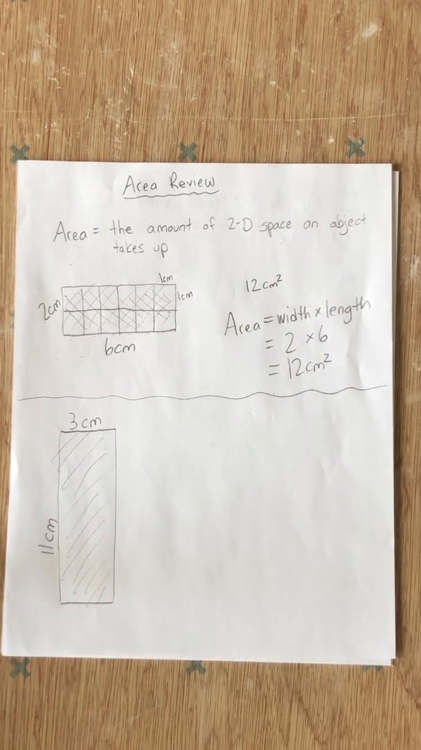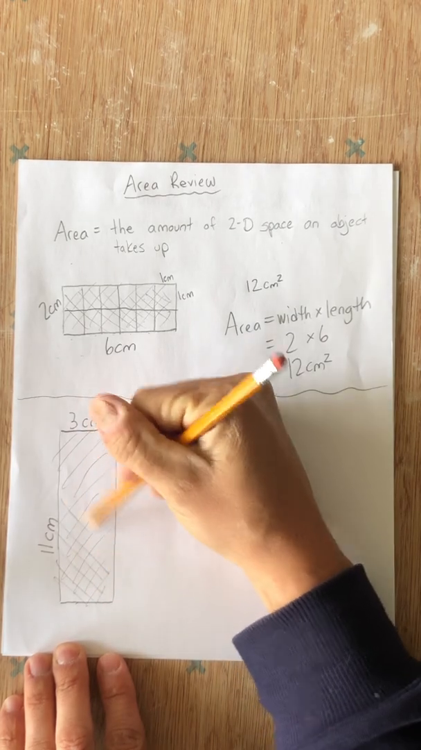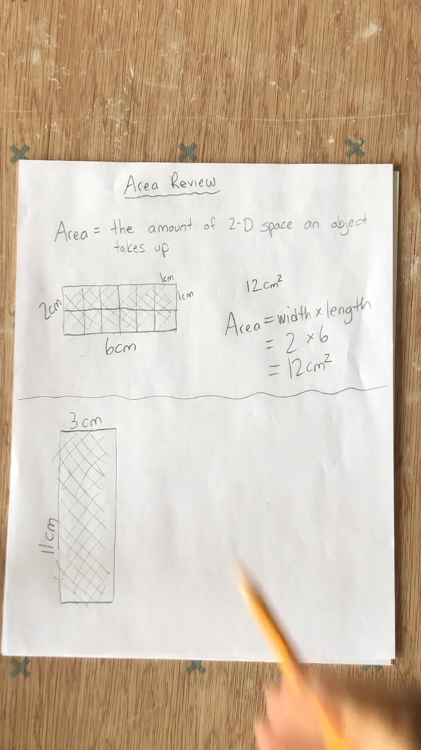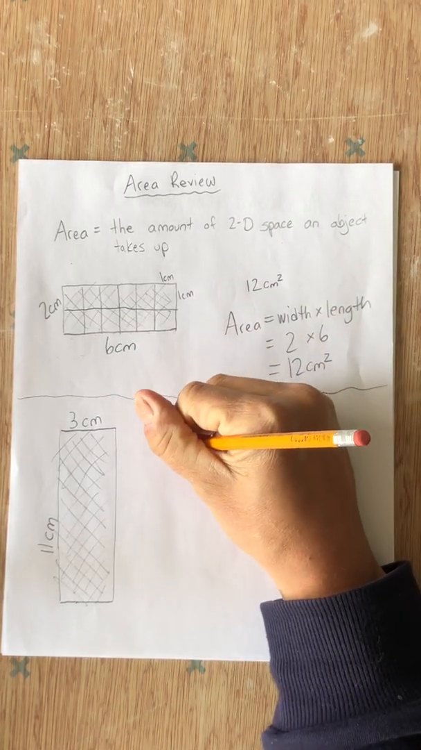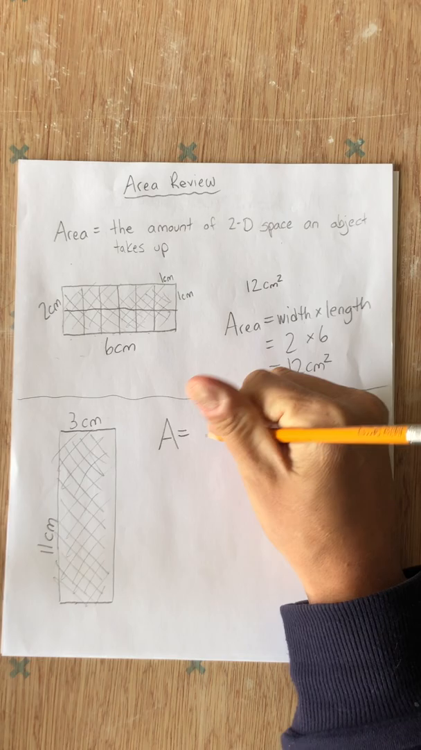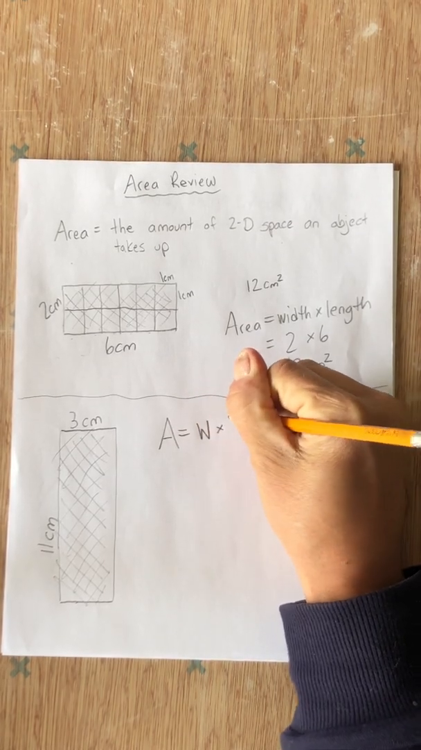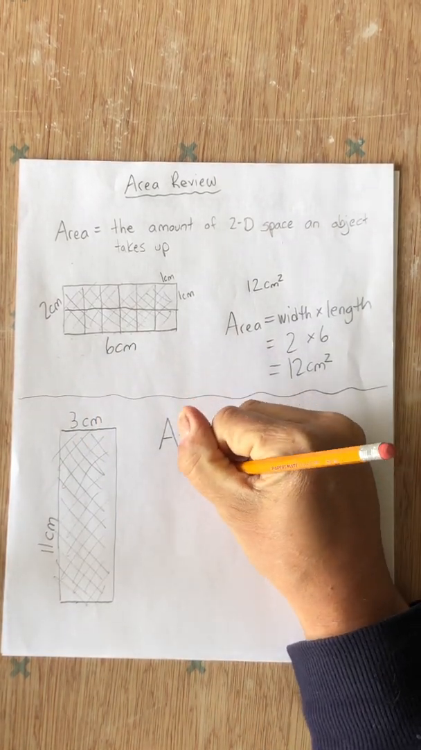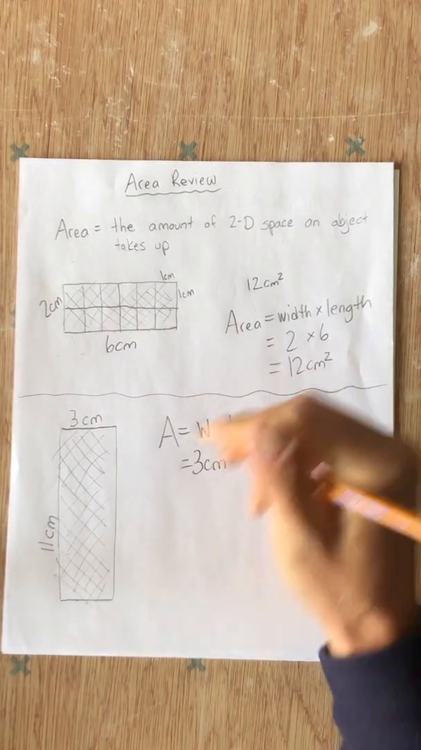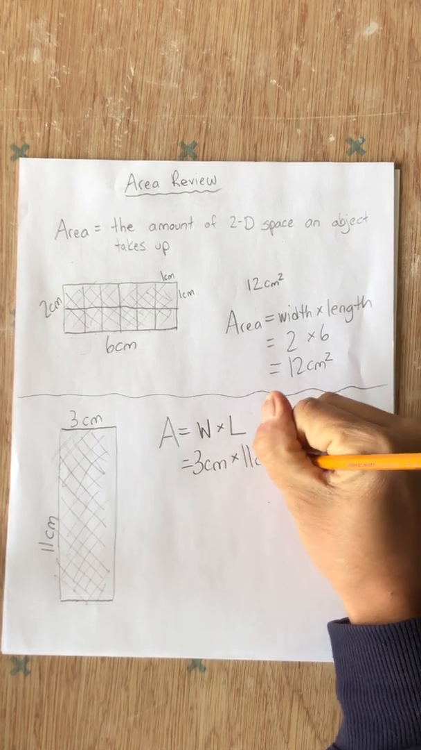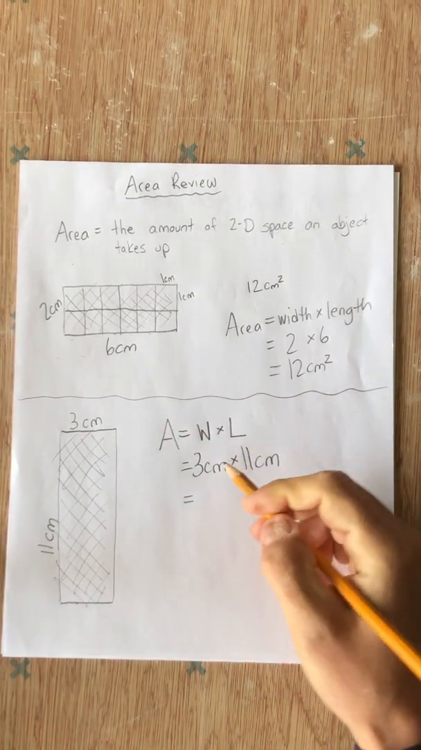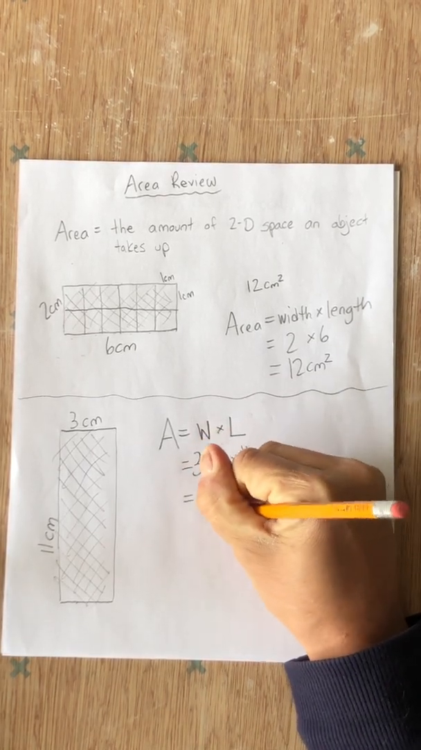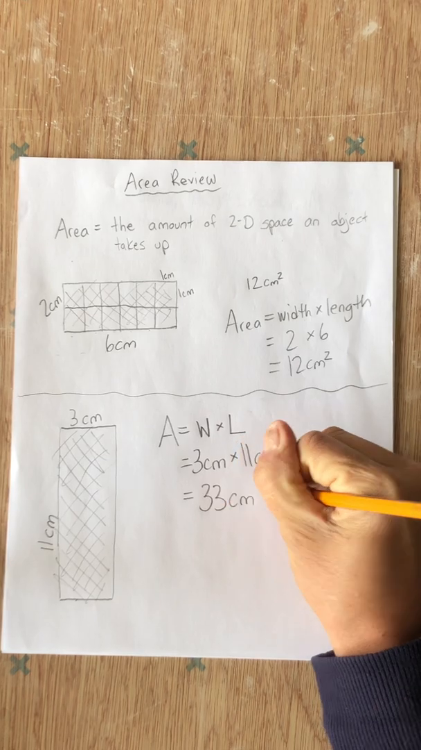So if we look at this here, here's a rectangle that I've drawn. It's 3 centimeters wide and 11 centimeters long. So all we do is just use that formula that we had. So area equals width, I'll just write W, times length, just write L. So this is 3 centimeters wide times, it's 11 centimeters long. And all I do is just multiply those together. So 3 times 11 is 33. And I'm talking about an area, so it's centimeters squared.